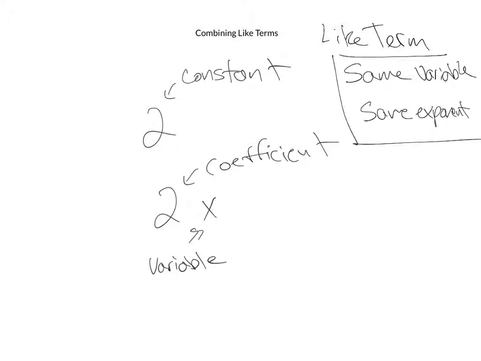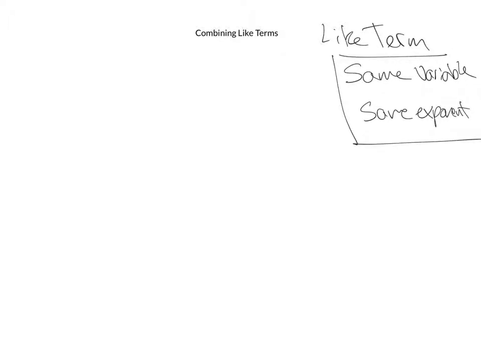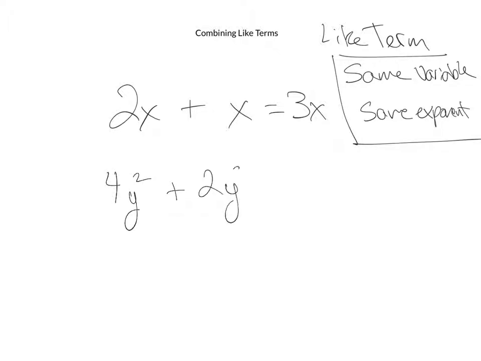So for example, 2x and x would be considered like terms, and we can combine them to make 3x, right? We didn't write a coefficient in front of the x, but we know because there is no coefficient, it's 1. So 2x and x is 3x. Or 4y squared plus 2y squared gives us 6y squared. Okay, that's another combination of like terms.